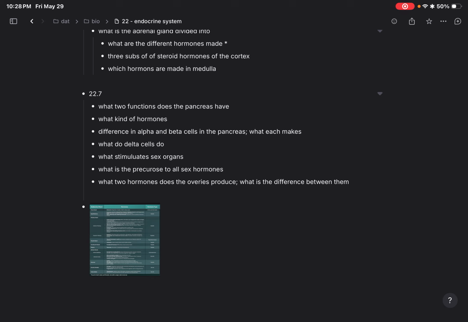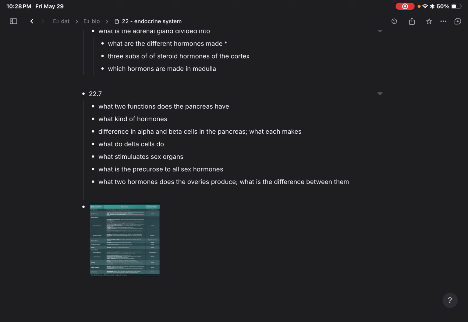Okay, so what two functions does the pancreas have? I don't know, man. It's like endocrine and exocrine, I think. So it's both endocrine and exocrine function. Contains the islets of Langerhans. Aren't Langerhans cells in the skin, no? They do the immune system or whatever? Who is Langerhans, bro?